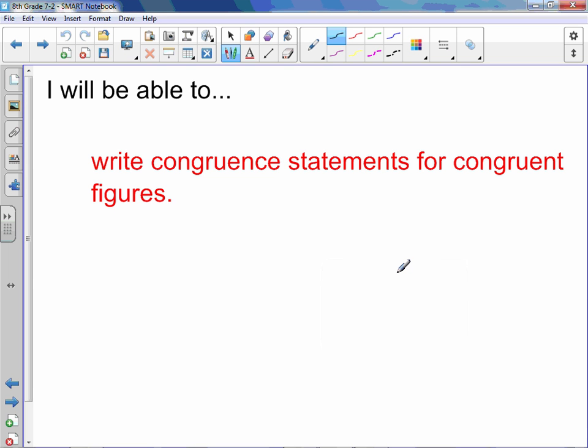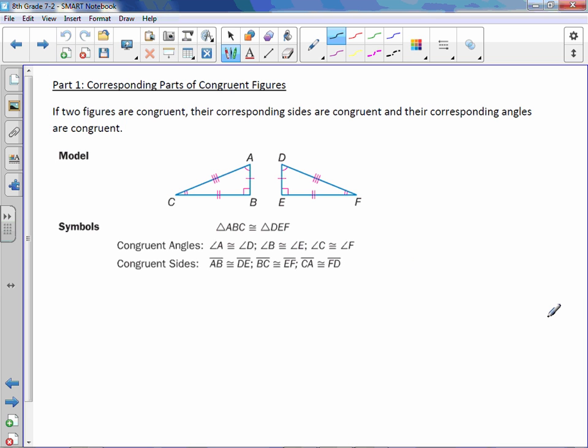Chapter 7, Lesson 2, Congruence. You will be able to write congruent statements for congruent figures. If two figures are congruent, their corresponding sides are congruent and their corresponding angles are congruent. The symbol right here is the symbol for congruent.